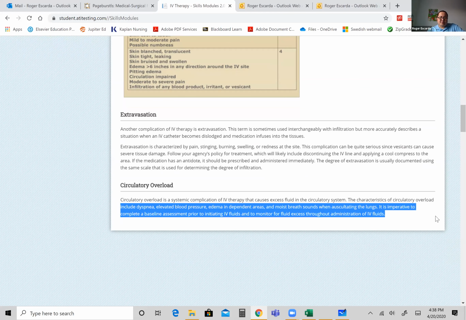Signs of overload: crackles and rhonchi, check the urine output. The amount will increase, but what will happen to the specific gravity?